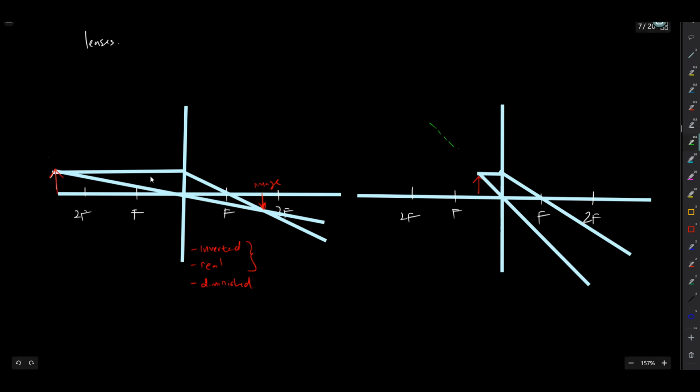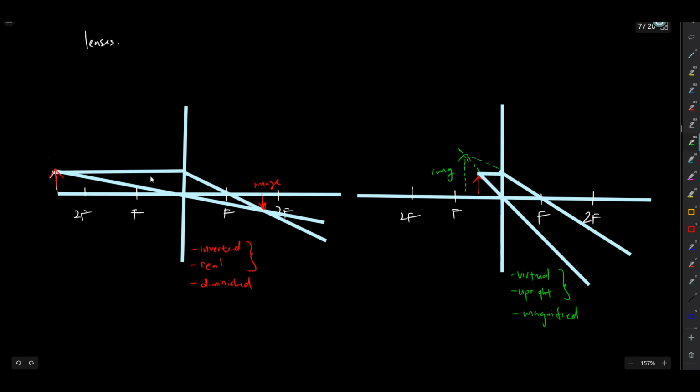So I need to just extend indefinitely these two lines to the point where they intersect. If this is the point they intersect, then this is where the image is. Now we dotted it because once again it's virtual. So in this case it's virtual and upright. By the way, these two always go together also. So whenever it's virtual, it will be upright, and in this case it's magnified.